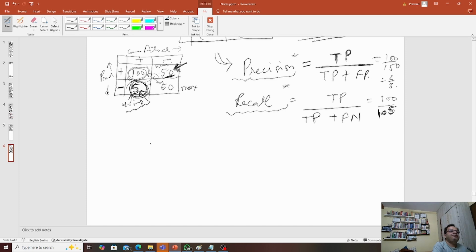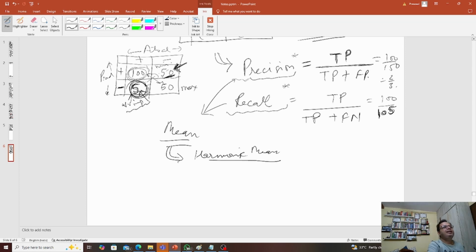We also sometimes take the mean of both of these, but instead of taking a regular mean, we take the harmonic mean. If you remember from your elementary maths, what is harmonic mean? We take the inverse of precision, we take the inverse of recall, we divide them by 2, and we take the reciprocal.